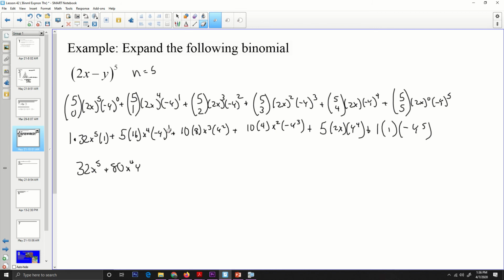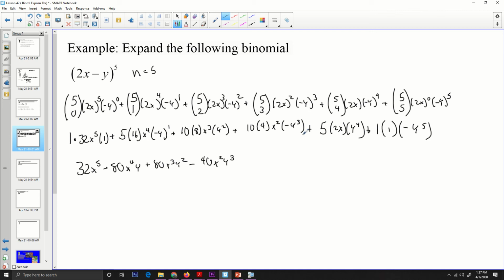This is negative, so when I multiply through, I'm going to have a minus on that term. And then 10 times 8 is also 80, x to the third y squared. And then 10 times 4, and this time I'm going to remember I've got a negative y to the third, so it's going to be a subtraction when I'm done: 40x squared y to the third.